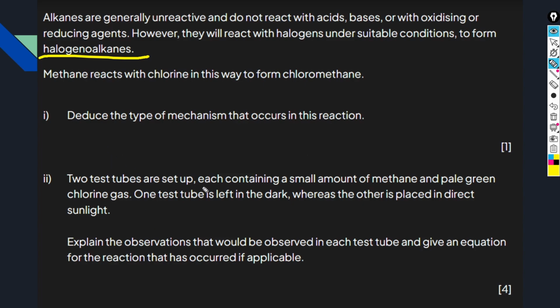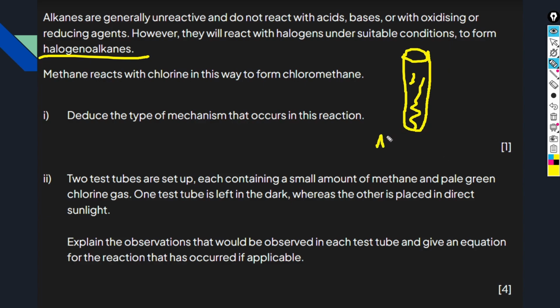Now, 2 test tubes are set up, each containing a small amount of methane and pale green chlorine gas. One test tube is left in the dark, whereas the other is placed in direct sunlight. Explain the observation that you would see in each test tube and give an equation for the reaction that occurred if applicable. What we know is we need UV light, which comes from sunlight. So if I have a test tube which contains chlorine gas and methane, there will be no reaction since we need the UV light for homolytic fission to occur.